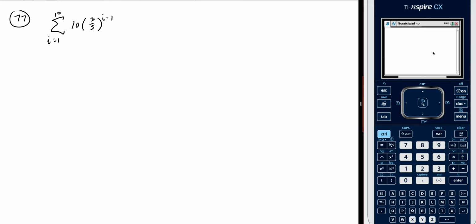Alright, 77. Again, it's another summation of a sequence. This time we're going from 1 to 10 of that function, and I'm just going to use the calculator this time because this calculator, our TI Inspire, can do that whole thing for us. So we go to the templates, choose the summation template, and then we put in I, and it's got the equal sign 1. We go over, we do 10, and then times 3/5 raised to the I minus 1 power.